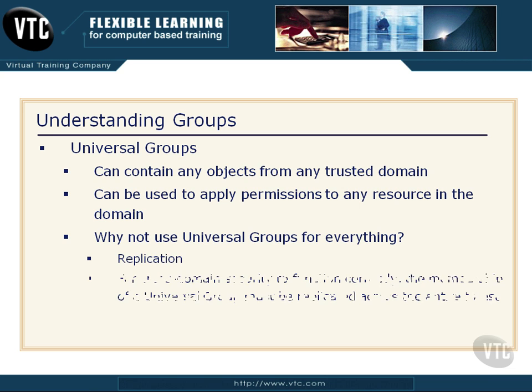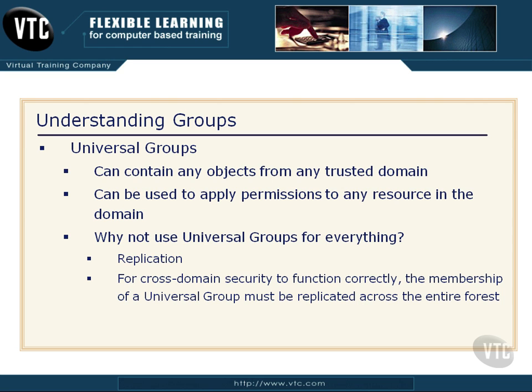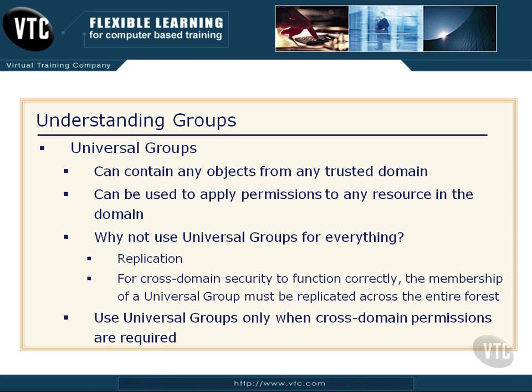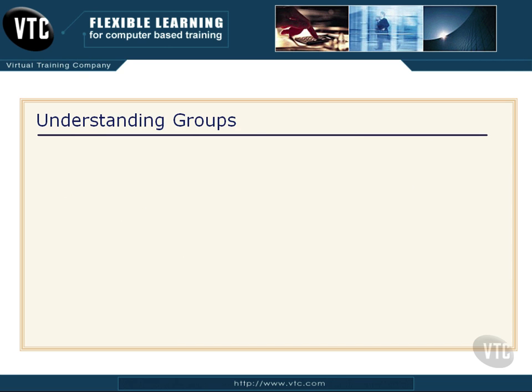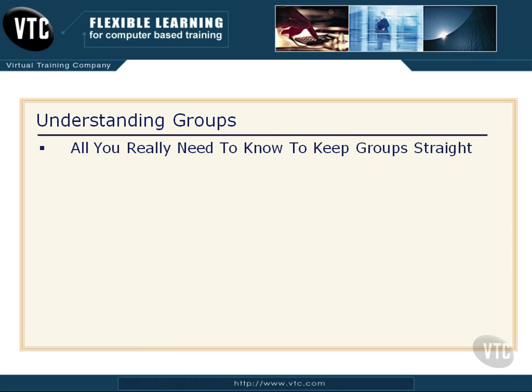Well, the problem is replication. For cross-domain security to function correctly, the membership of a universal group has to be replicated across the entire forest, and every time you make a change, that change has to be replicated. So when you get a lot of universal groups out there, you're going to notice replication traffic increasing substantially. So you want to use universal groups only when cross-domain permissions are required, and you want to limit the amount of them generally. You don't have to treat these things like they're real expensive, but just watch this, especially on the exam. They're going to treat universal groups like they're a very special deal. It's kind of like the fine family china, if you know what I'm talking about.